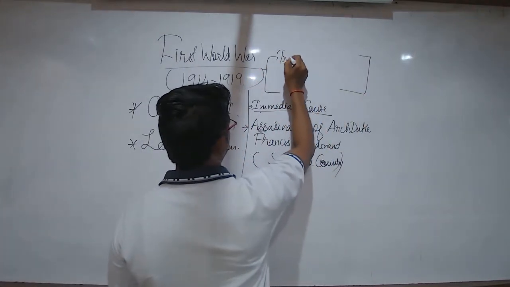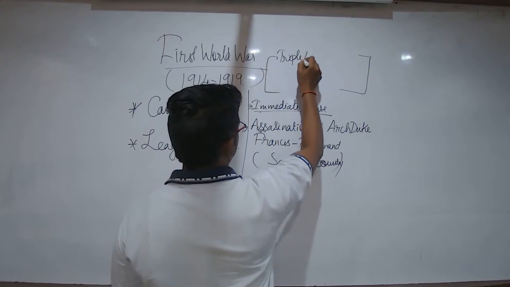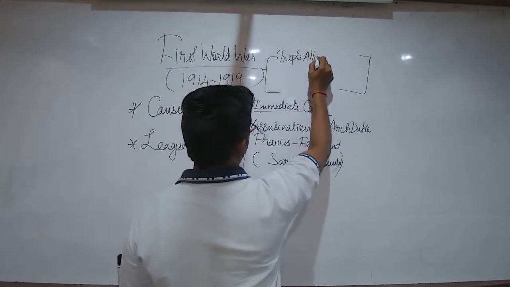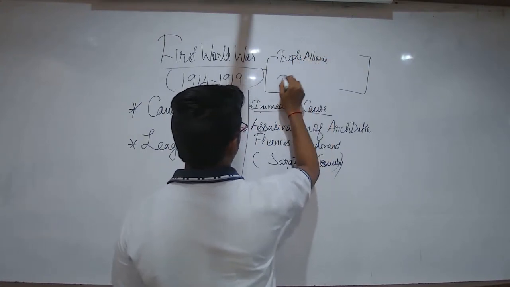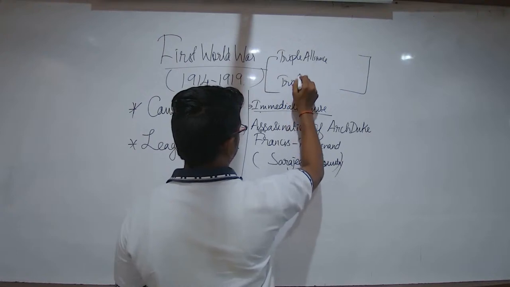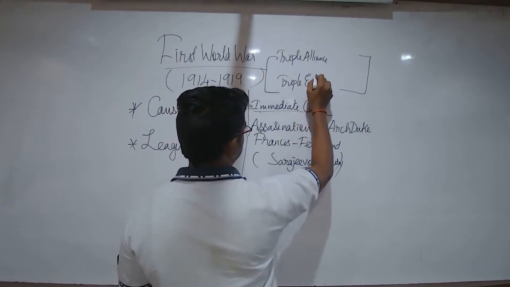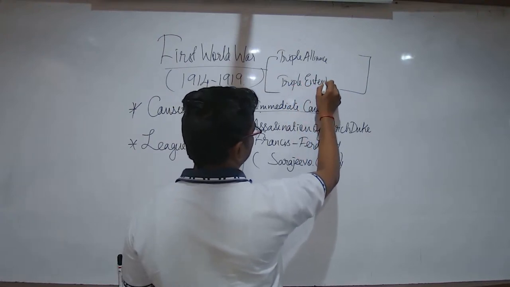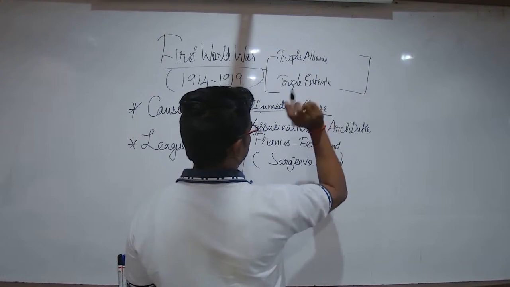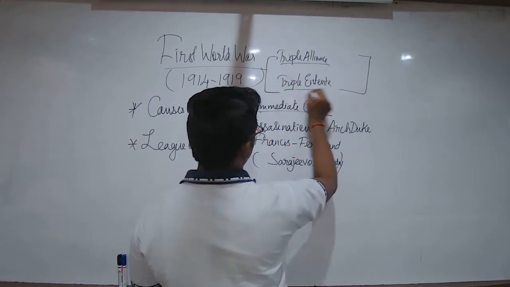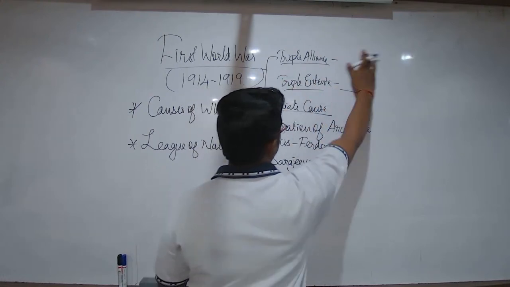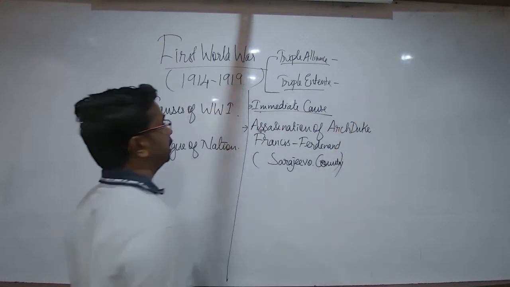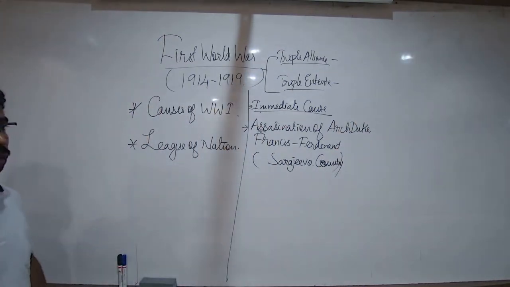One was Triple Alliance. The other, Triple Entente. How do you pronounce? E-N-T-E-N-T-E. Entente. Now you have to tell me the member countries. Come on. Pick up your notebook, put today's date, write the heading World War I or First World War.